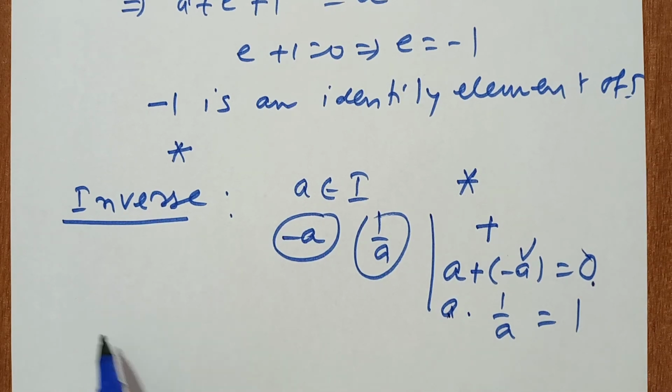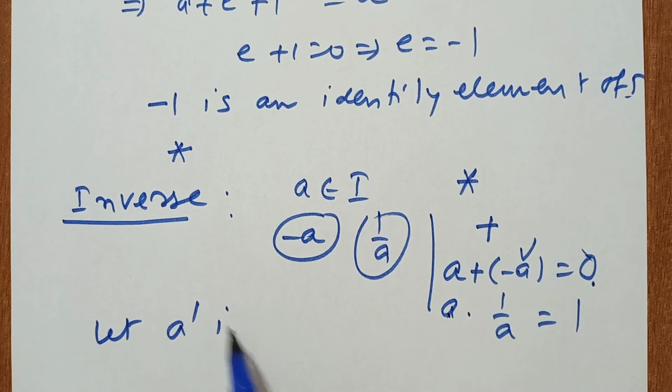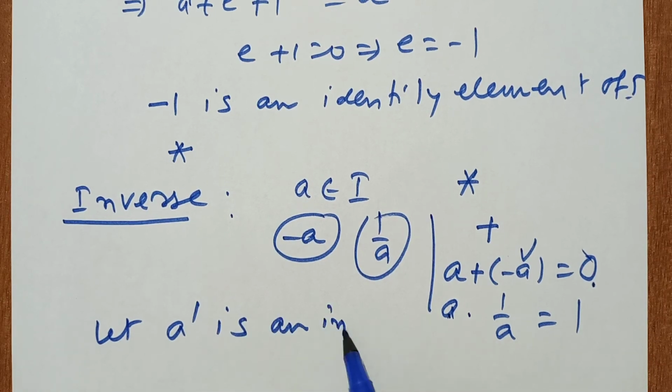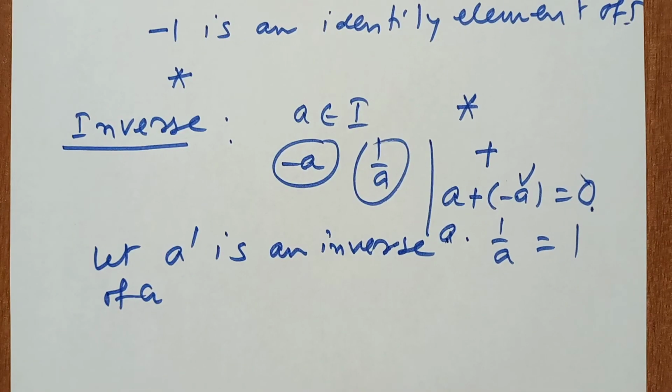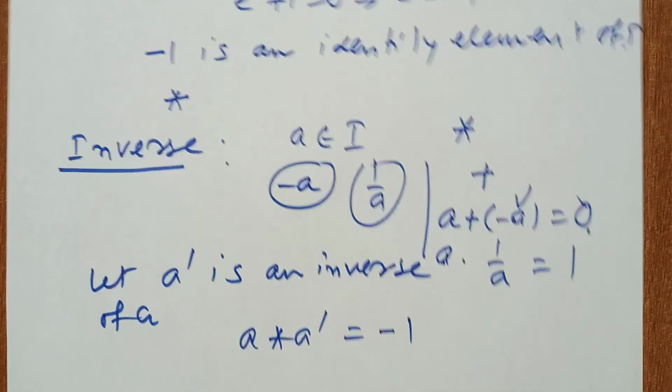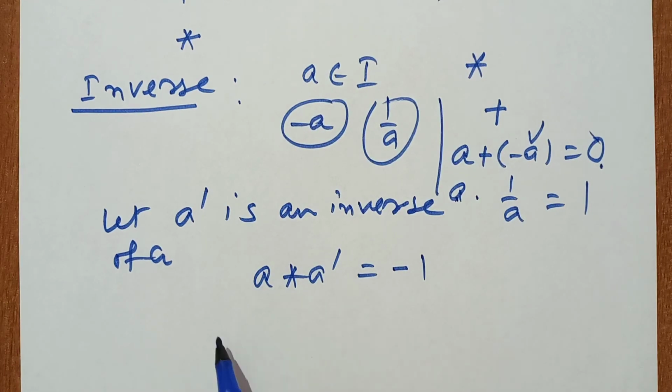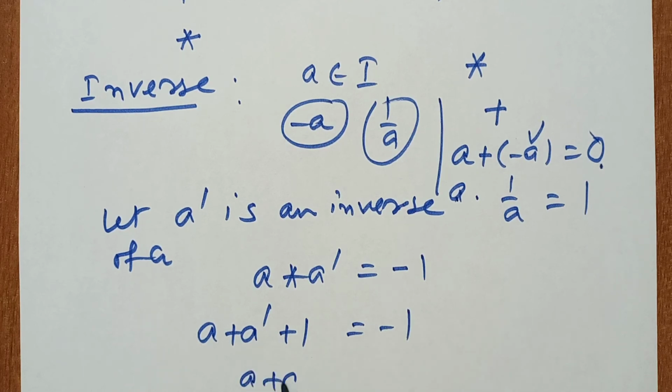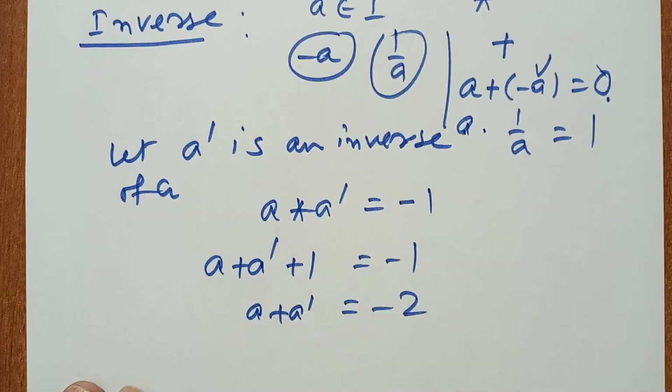So similarly, let A dash be an inverse of A, then by definition of inverse, A star A dash is equal to identity. And what is the identity in this operation? You remember identity is -1. So by the definition of the given operation, A plus A dash plus 1 is equal to -1. So A plus A dash is equal to -2. So A dash is equal to -2 minus A.